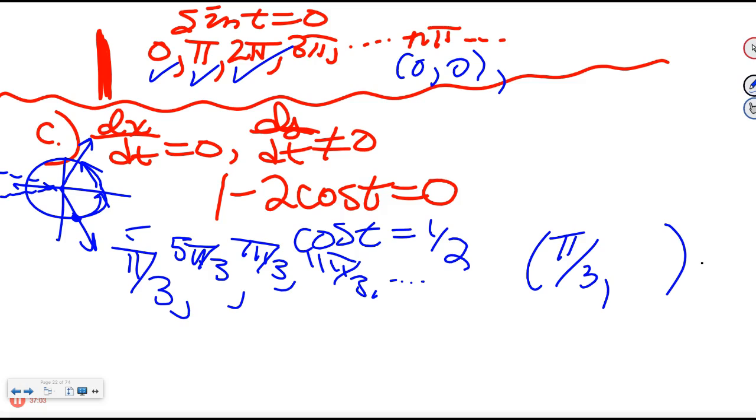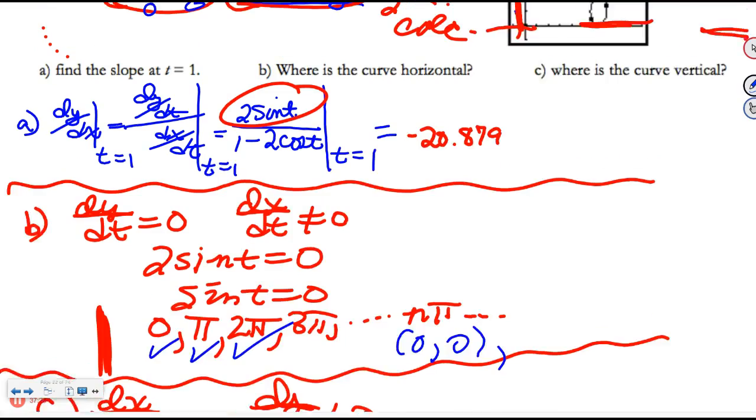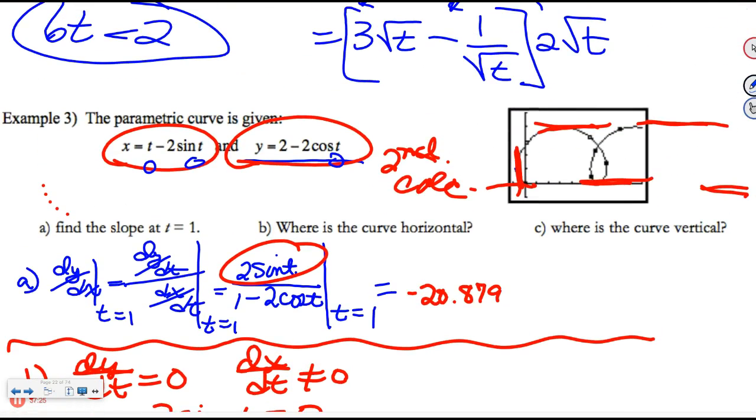We are done. Yes? Yes. Yeah, so if it said when is there a horizontal tangent line? When t equals pi over 3. Where on the curve is it? X comma y. Exactly. So you'd have to take pi over 3 and put it into here and here.